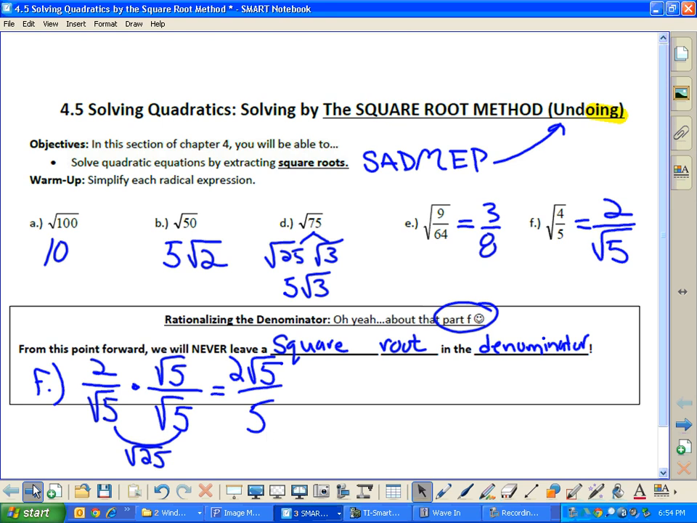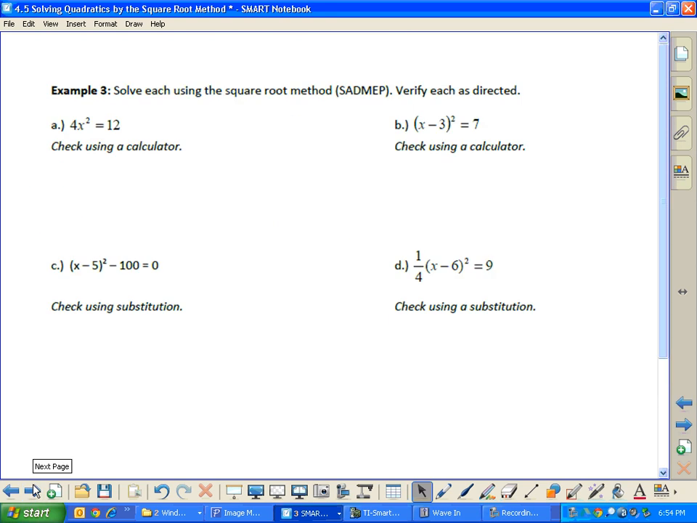Alrighty. So let's use this in today's lesson a little bit. Again, our goal for today, we get x by itself. So when you take a look at part A, I have 4x squared equals 12. And I'm going to solve this by undoing. I'm not going to get one side equal to 0 and try to factor and solve. I'm going to undo this one.